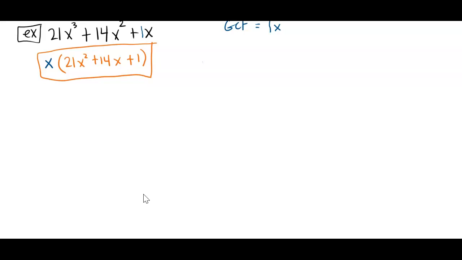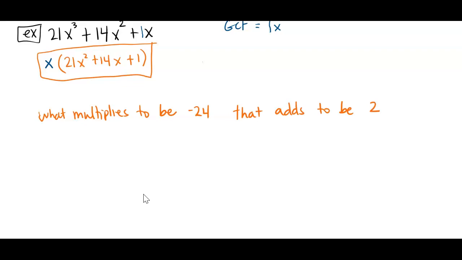But what if I asked what multiplies to be negative 24 that adds to be positive 2? That's what multiplies to be negative 24 that adds to be 2. So we're trying to think of which two numbers. So what two numbers multiplied together give us this and add to be this?